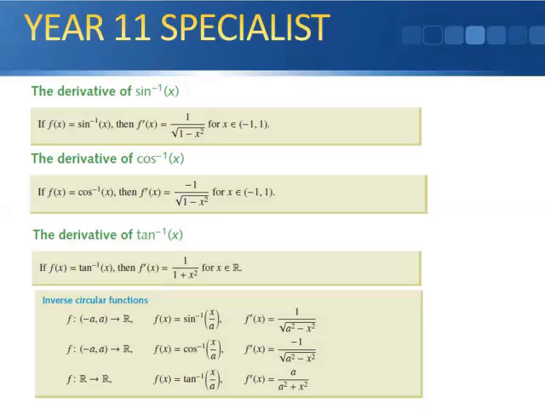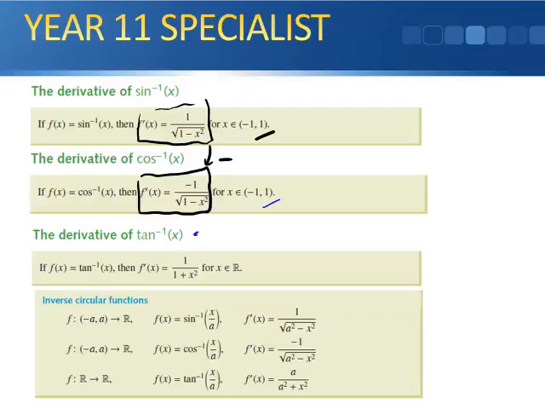Derivatives of inverse circular functions. For the inverse of sine x, we have this as the derivative: 1 divided by the square root of 1 minus x squared, between negative 1 and 1. For the inverse of cos, we have negative 1 divided by the square root of 1 minus x squared. So the difference between these two is the negative. Also between negative 1 and 1.